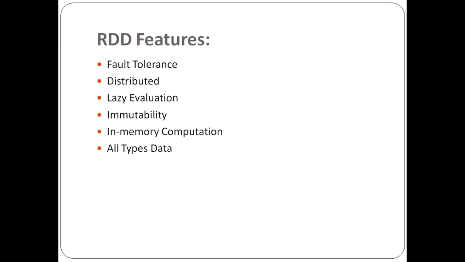There are six important features of RDD. First one is fault tolerance, second is distributed. Third one is lazy evaluation, then immutability, in-memory computation, and capability of handling all types of data. We'll see one by one.